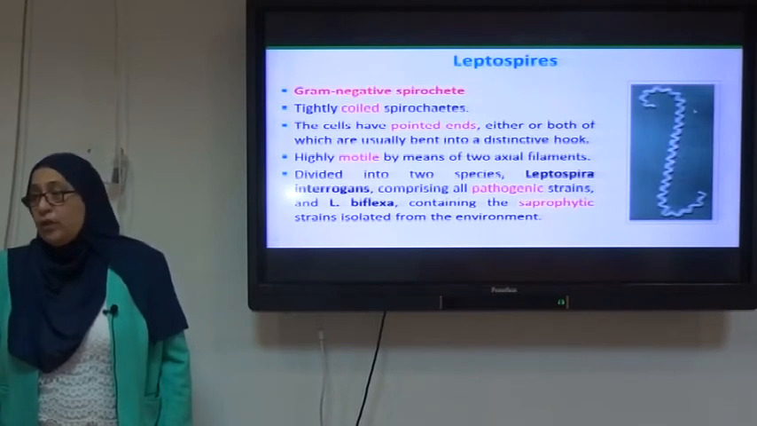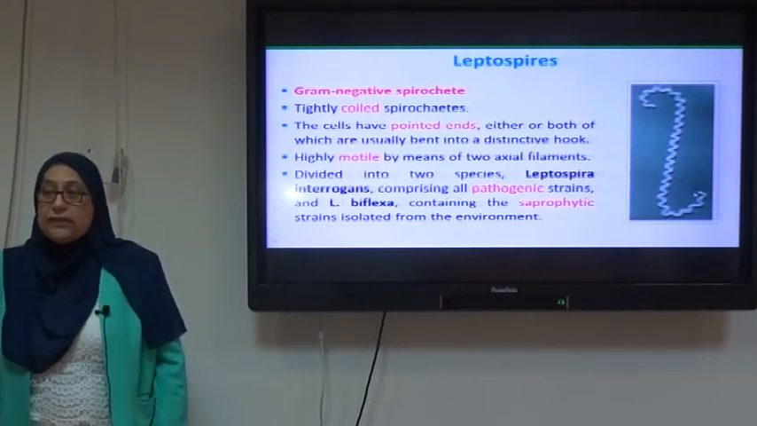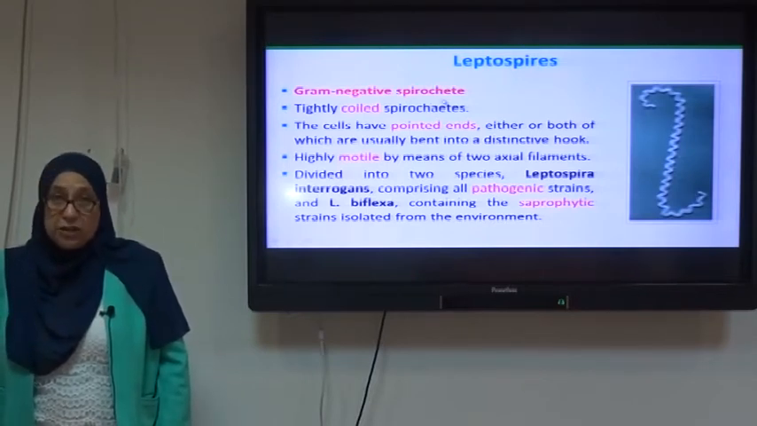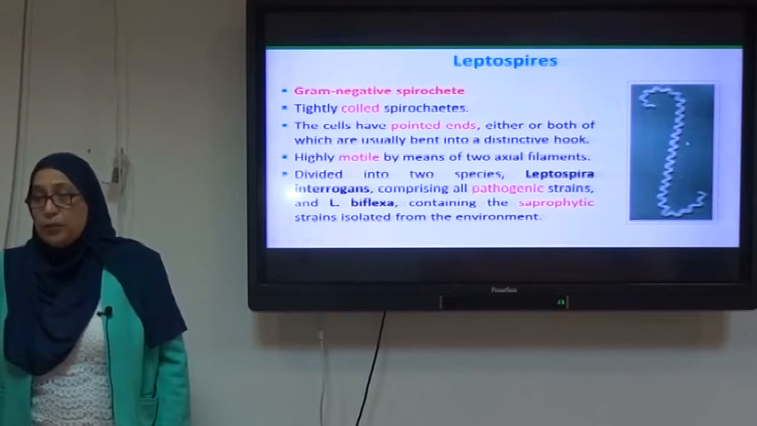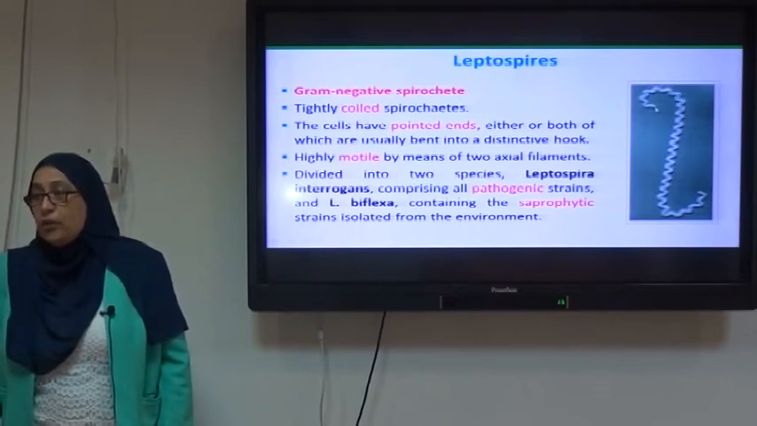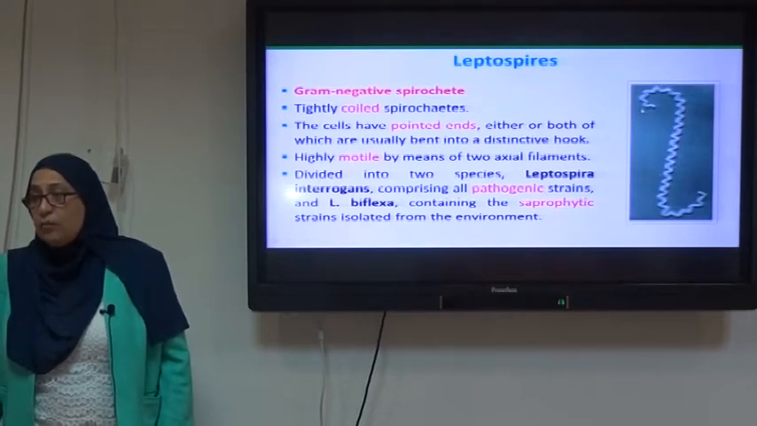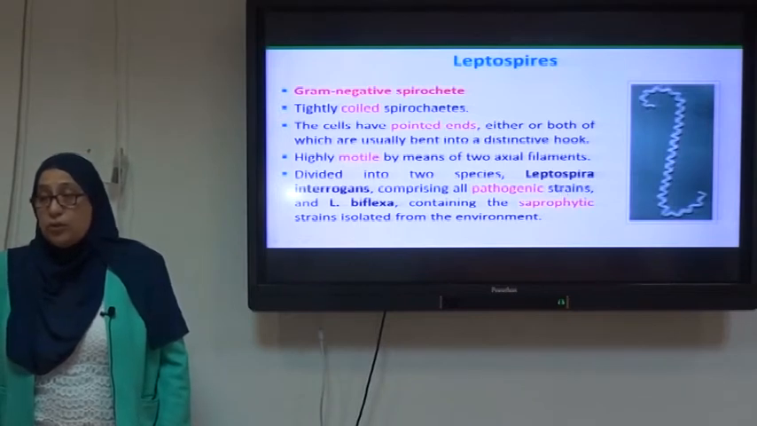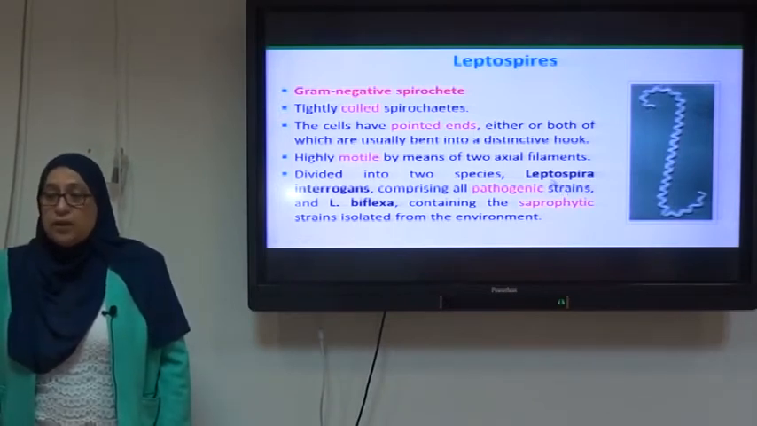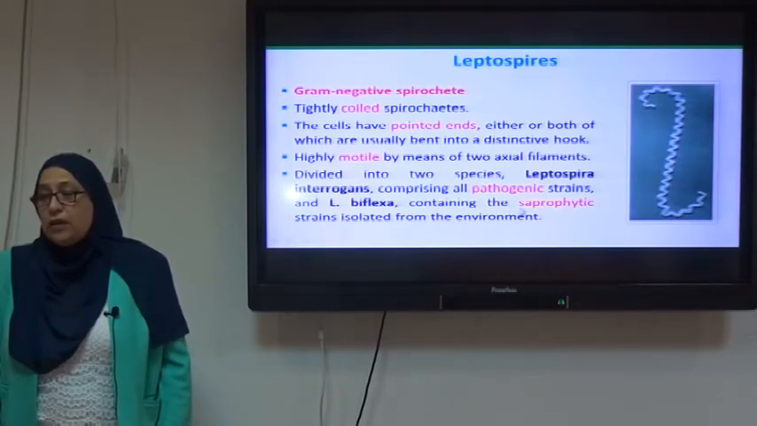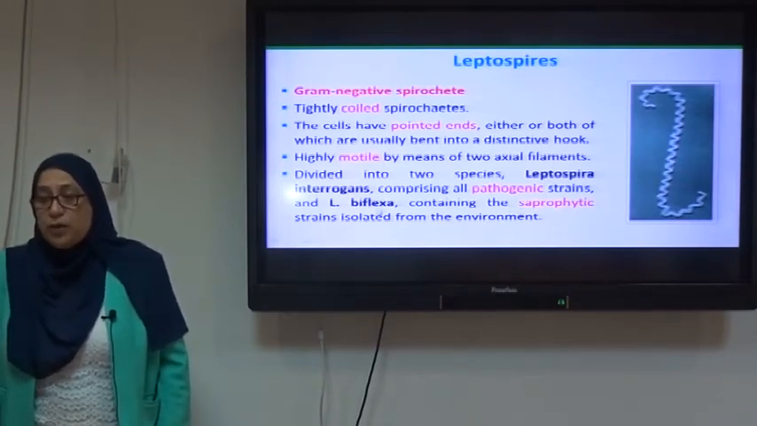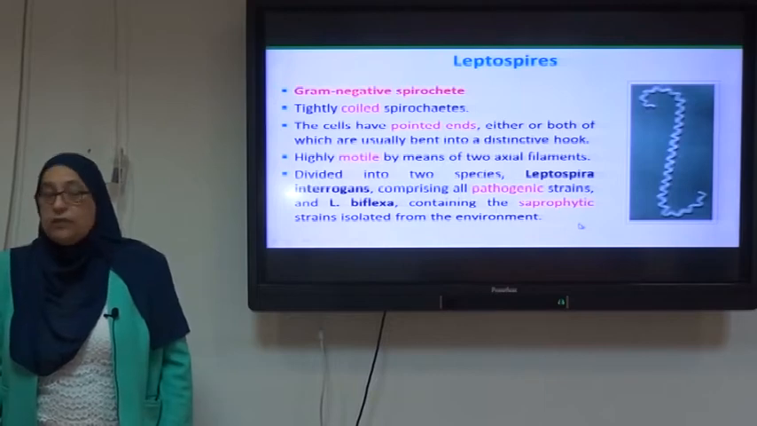Description of Leptospira, which is the causative organism of leptospirosis or Weil disease. It is a gram-negative, tightly coiled spirochete with pointed ends, with either or both ends bent to give a hook appearance, as you see here. It is highly motile by two axial filaments. It is divided into two species: the pathogenic strains, Leptospira interrogans, and the saprophytic species, Leptospira biflexa, which is isolated from the environment.